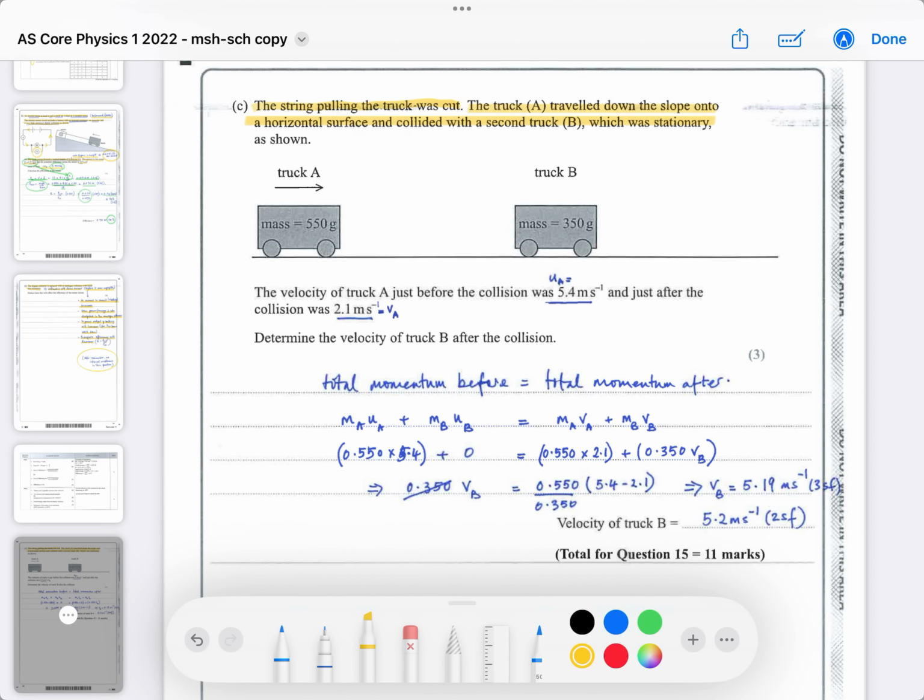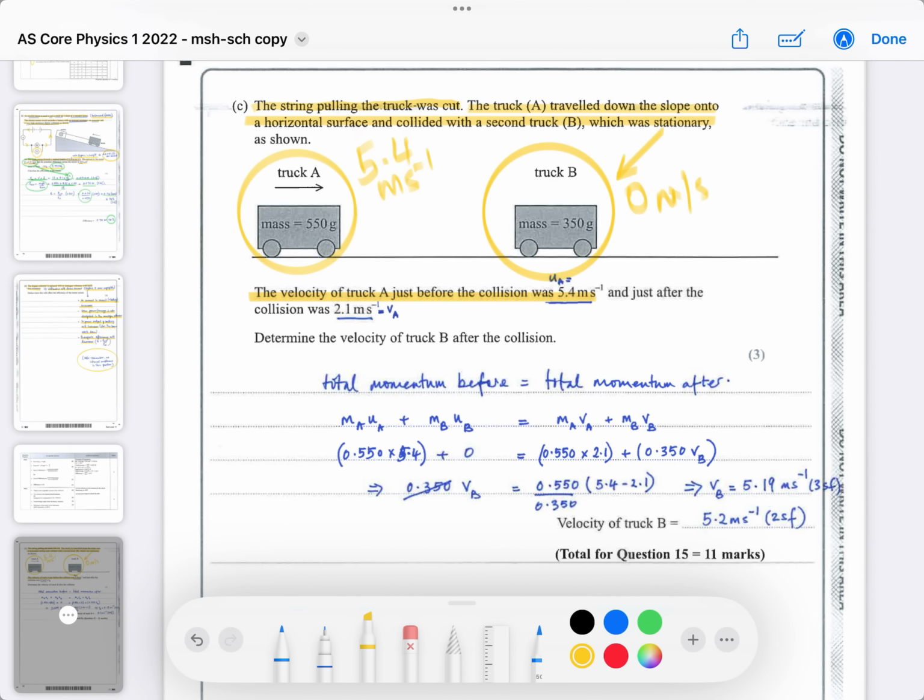So it looks like they're wanting you to do a momentum question. You've got truck A going and colliding with truck B, and truck B was initially stationary. The velocity of truck A just before the collision was given as 5.4 meters per second. So initially truck A had 5.4 meters per second, and obviously truck B was 0 meters per second.